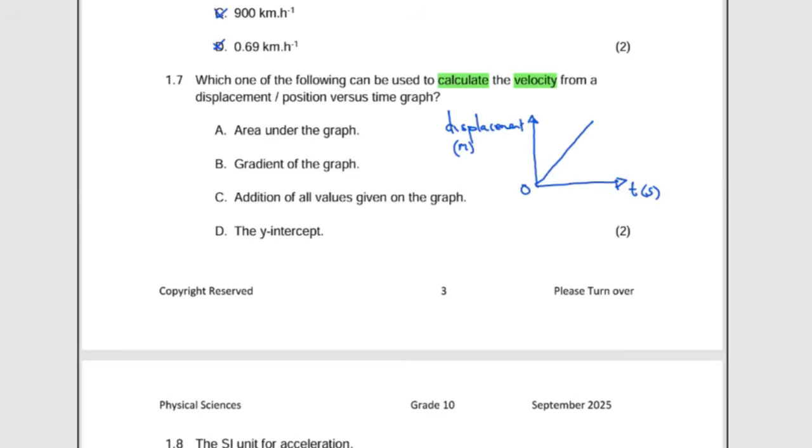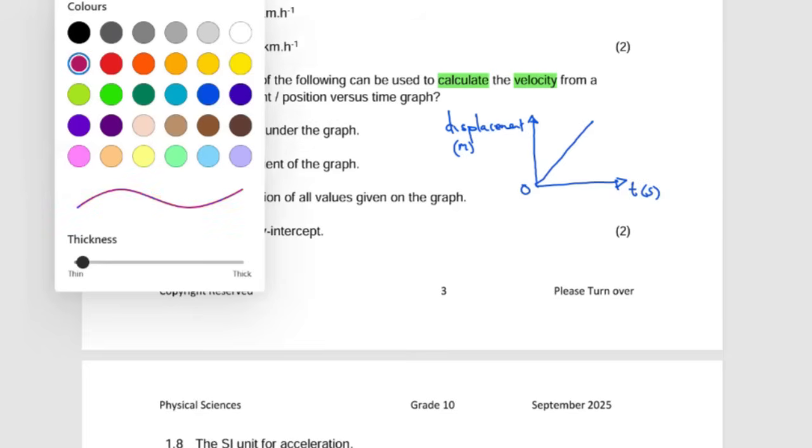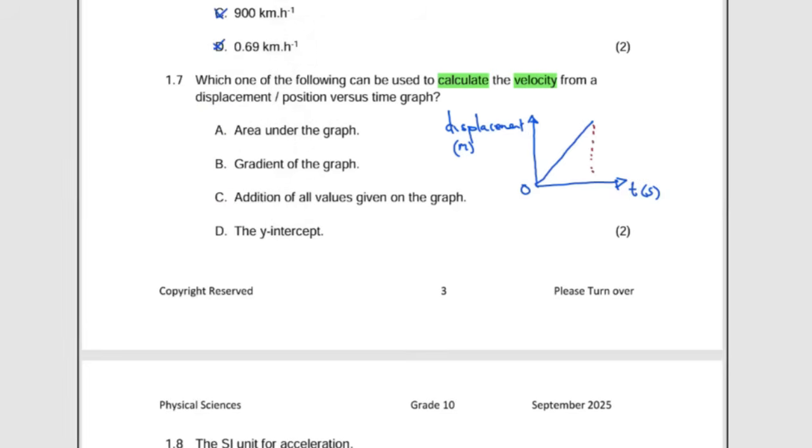So according to this, if I draw a dotted line there, and again a dotted line here, this is the same as the gradient. So this is the change in x, which is your displacement, all over the change in time. Therefore, remember the equation for velocity. How do you calculate your velocity? Velocity is change in displacement over change in time.